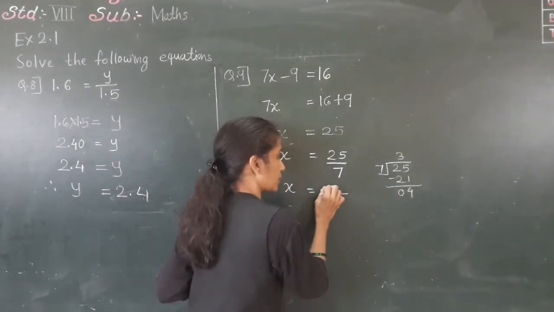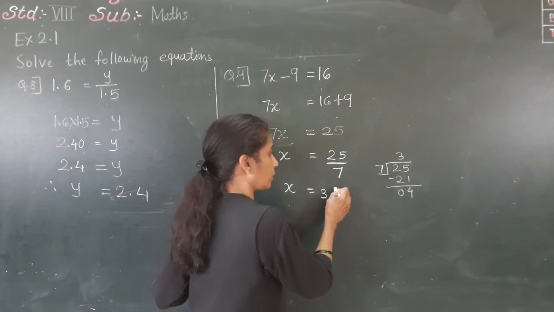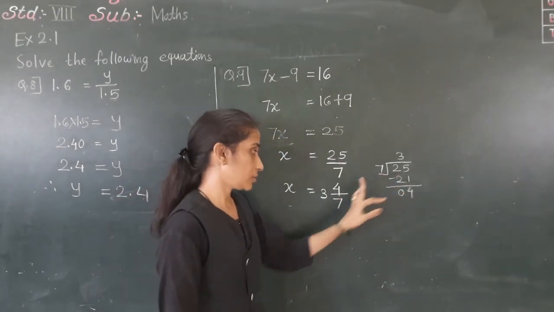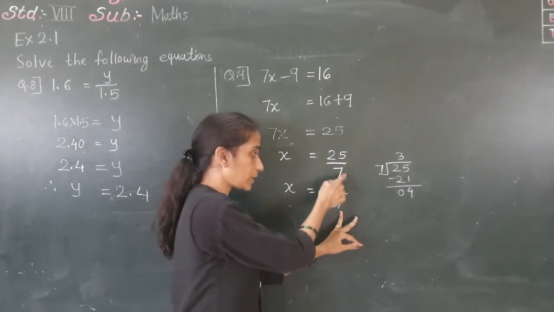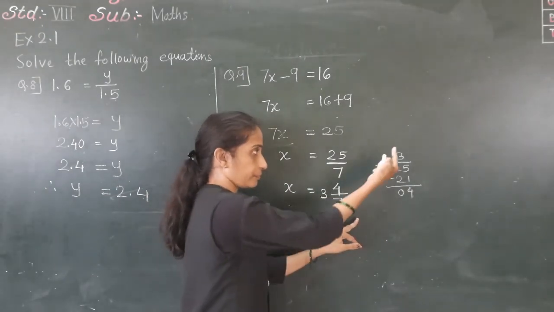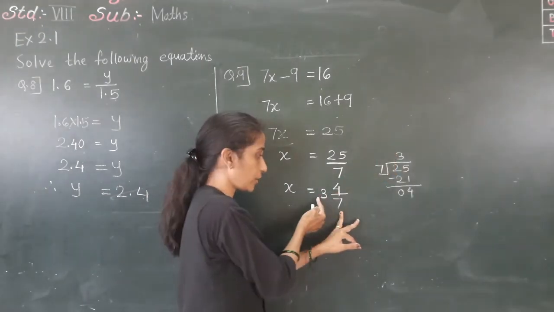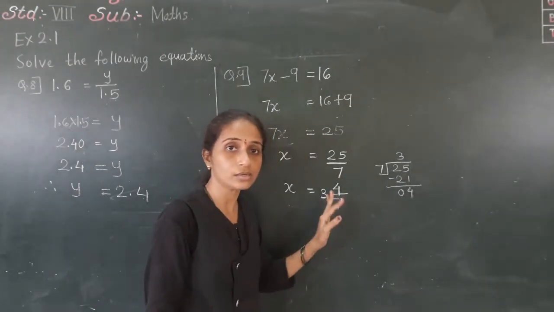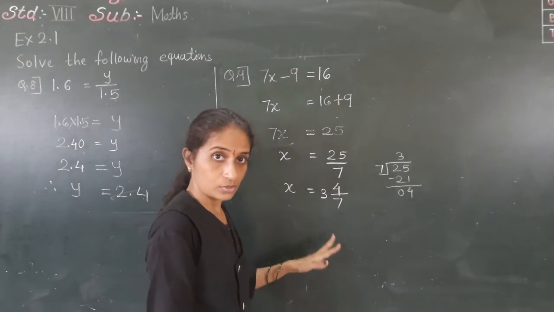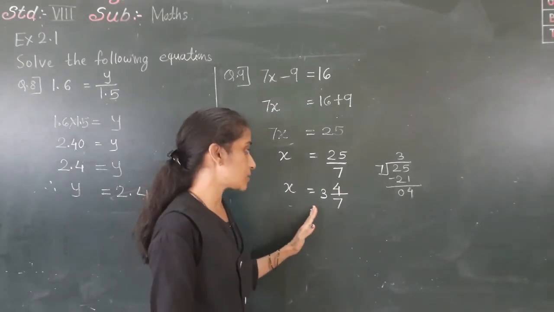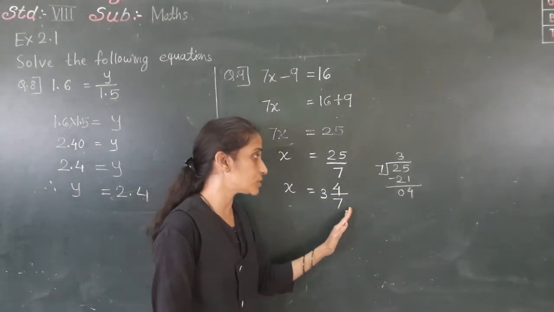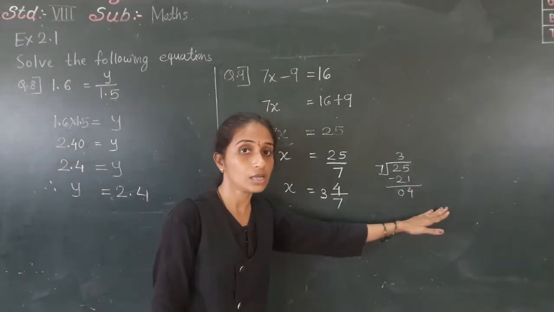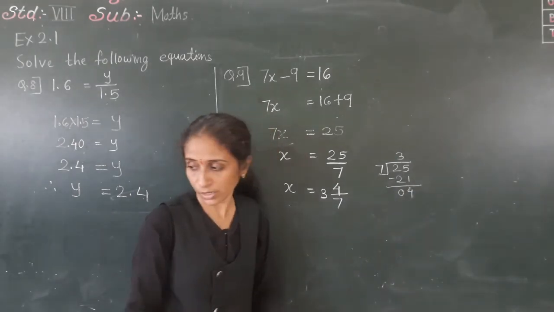See, 7 3s are 21. 21 plus 4, 25. The denominator stays as it is, 7. The quotient we have to write as the whole number part, and the remainder we have to write in the numerator place. So what is the answer? X is equal to 3 integer 4 upon 7. Or you can find this answer in decimal also.